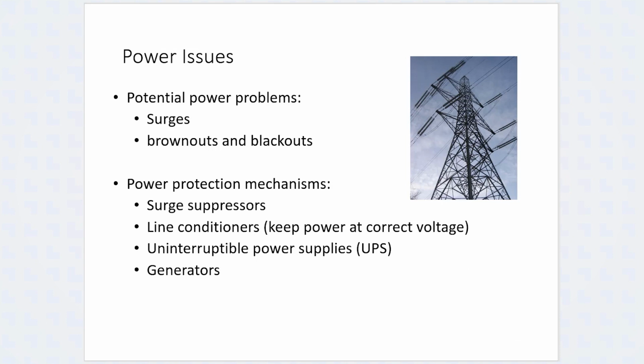Let's think about power issues. Well, potential power problems can involve power surges, or brownouts or blackouts. Power protection mechanisms can involve surge suppressors or line conditioners that keep the power at the correct voltage. Some facilities will have uninterruptible power supplies and generators also, so you can switch and continue your operation.